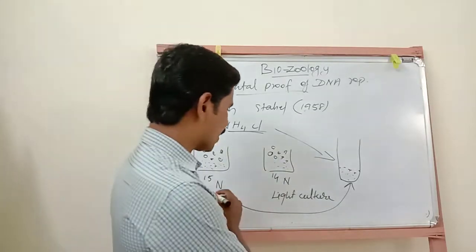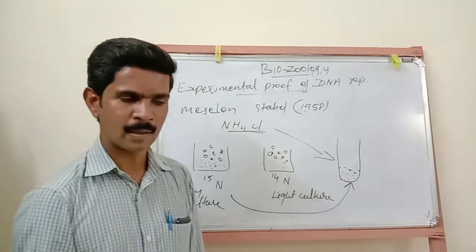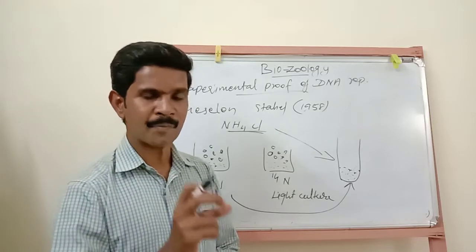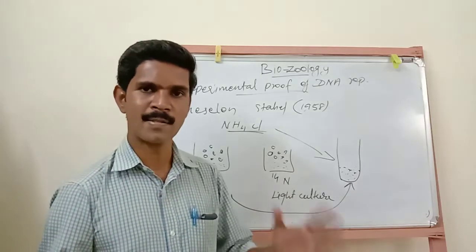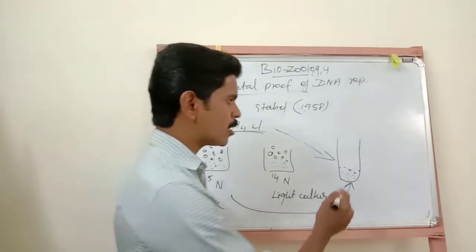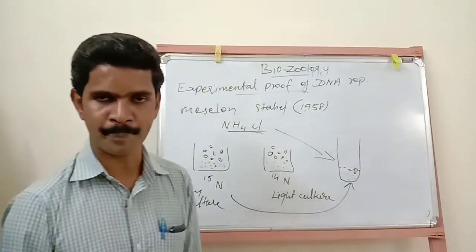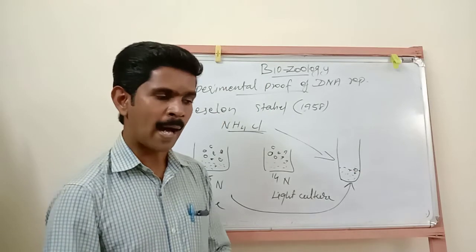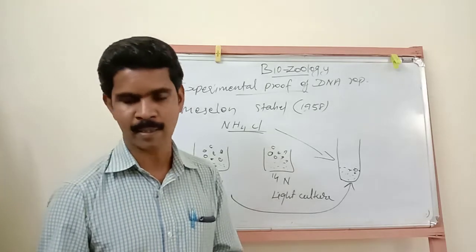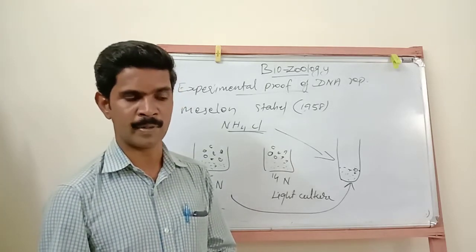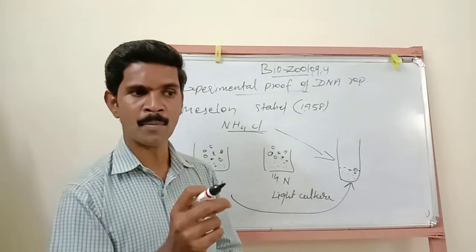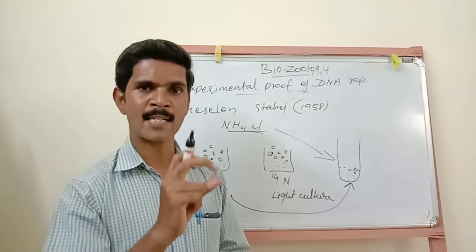After adding this DNA inside this culture medium, immediately the replication process started. Within 20 minutes, the first generation replication process was over. After 20 minutes, they took some samples from this culture medium, and these samples were subjected to the same technique, density gradient centrifugation. They observed that the DNA molecules settled or arranged as a single band.